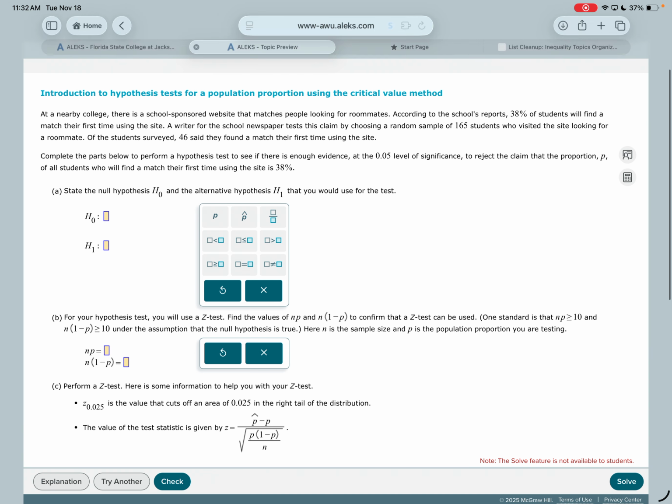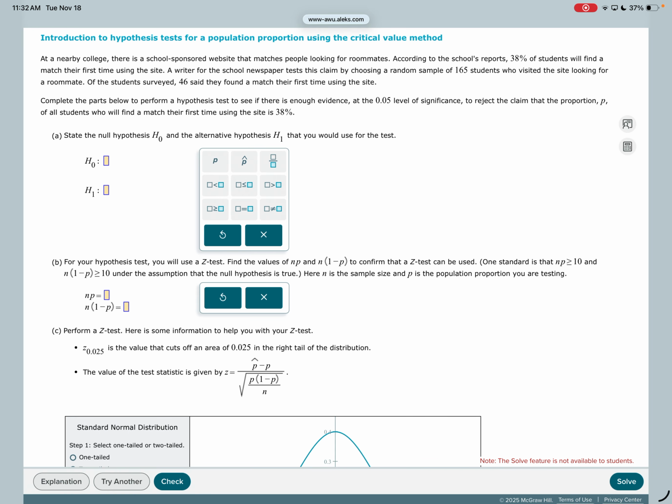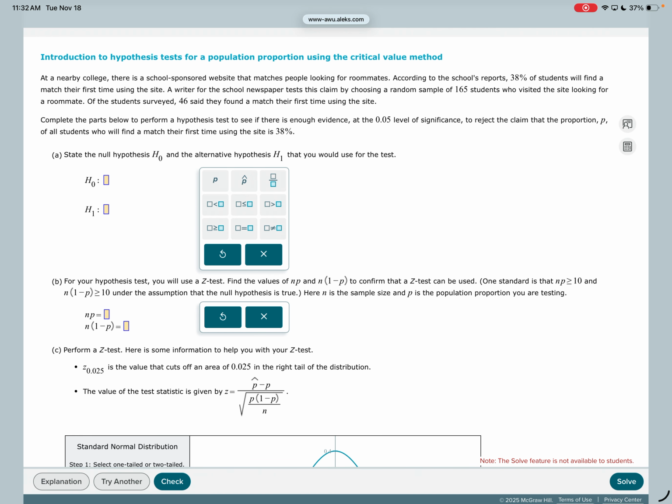Once you get the hang of this a little bit, it does go pretty easy. So here n is 165, and 165 times 0.38, and then times 1 minus p. You can do it in the calculator, but it's 165 times 0.62. And then this right here equals the negative 2.678.